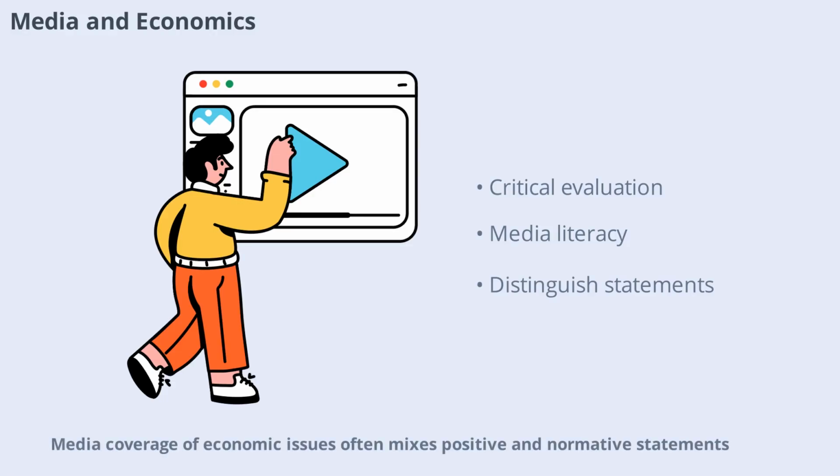Media coverage of economic issues often mixes positive and normative statements. News reports may present data alongside opinions about what should be done. Being able to tell the difference helps viewers and readers critically evaluate the information they receive.